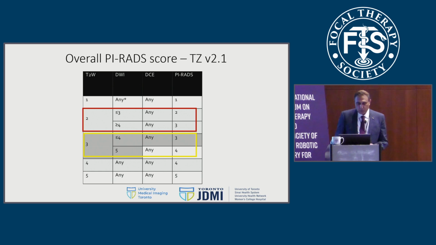For the transition zone, for overall PI-RADS scoring, one can upgrade. Similarly, T2 weighted image is the dominant sequence. So whatever score you've given on a T2 weighted image is going to be the final overall PI-RADS score. But the secondary sequence, which is diffusion weighted image, gives the opportunity to upgrade from 2 to a 3 or from a 3 to a 4.